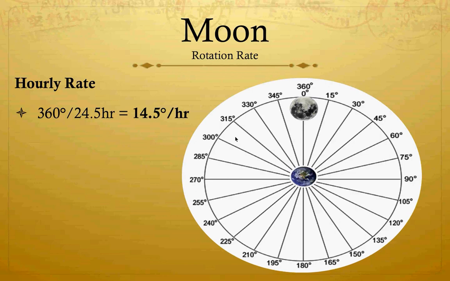Okay, so the moon obviously is a bit different. I still use the 15-degree circle there because I couldn't find one that is 14.5 degrees per hour, but it's just to give you an idea that the moon is traveling slower than the sun. And that calculation is 360 degrees divided by 24.5 hours, which equals 14.5 degrees per hour.